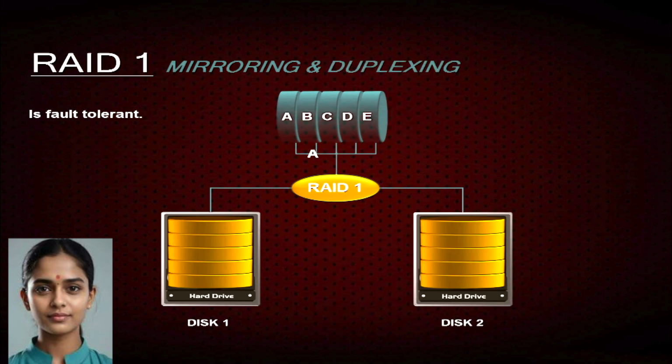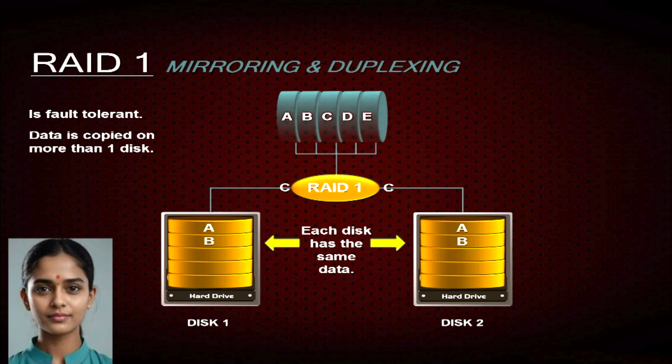Now, RAID 1 is fault tolerant. In a RAID 1 setup, the data is copied on more than one disk. So disk 2 would have the exact same copy of the data as disk 1. So in the event of a single disk failure, such as getting destroyed by a laser beam, then no data loss would happen because the other disk would have a duplicate copy.